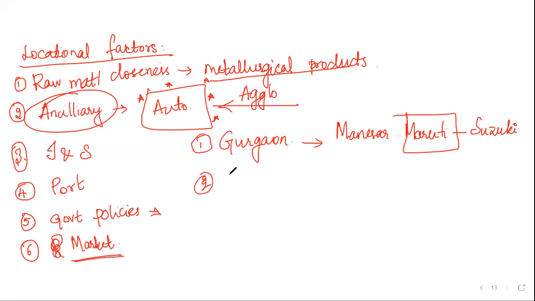The second belt with regard to India is the Chennai belt. In Chennai, I have the very famous Hindustan Motors, Ford Motors, Standard Motors.